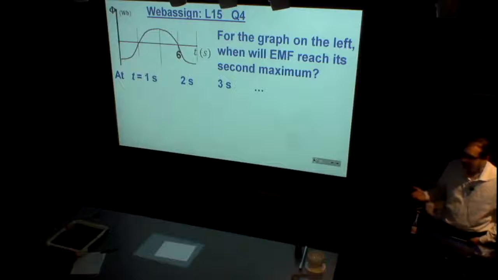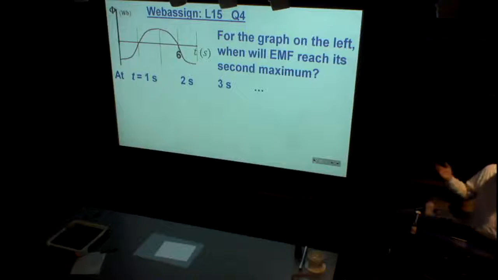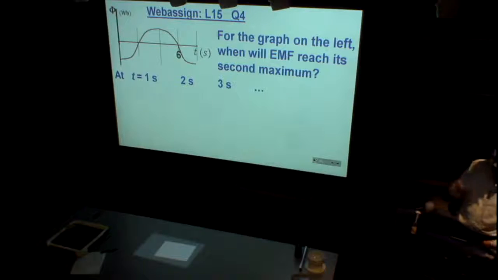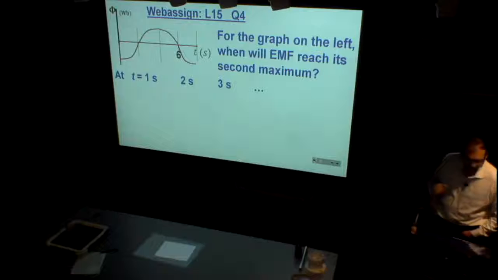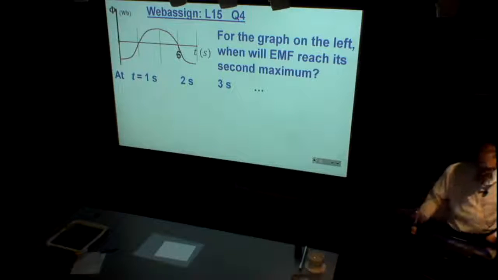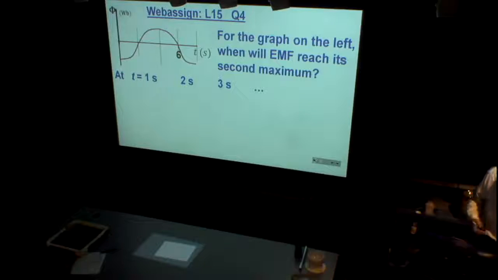That's it. So for the graph on the left, when do you think the EMF would reach its second maximum? You can look at the graphs in your notes, or you can sketch a graph again.